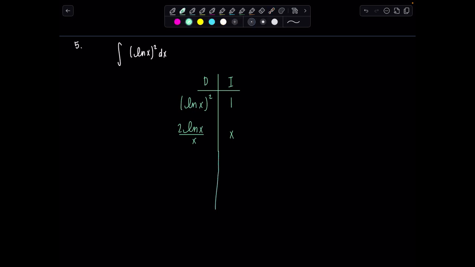If I kept differentiating, we would have to do the quotient rule, wouldn't we? So you would have low d high minus high d low. I'm singing the song, guys. That's how I learned the quotient rule over 20 years ago, and it's still working for me. Over low low. So what is that? 2 minus 2 ln of x over x squared.